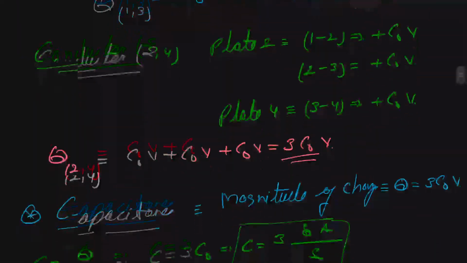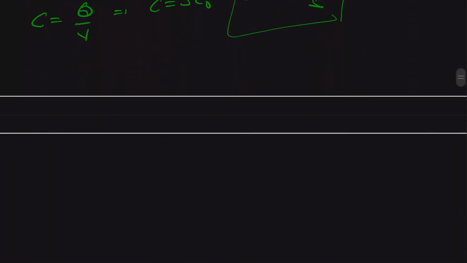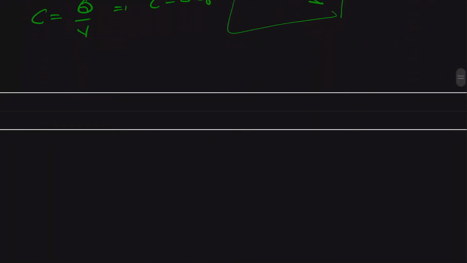We can use the energy method also. Because we have 3 gaps, we are going to have 3 energies, and the total energy will then be 3 by 2 C naught V square. From there we can just take the equivalent part, and it is going to give us the same answer.